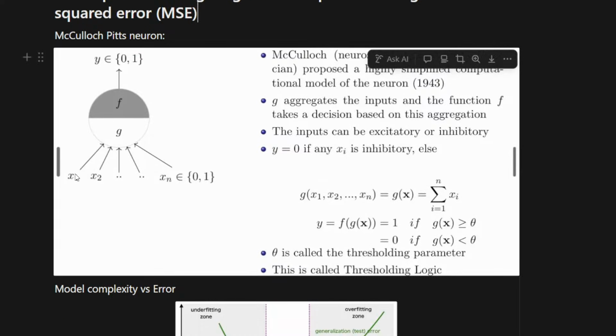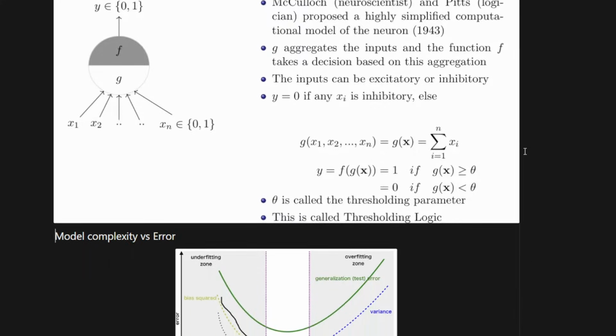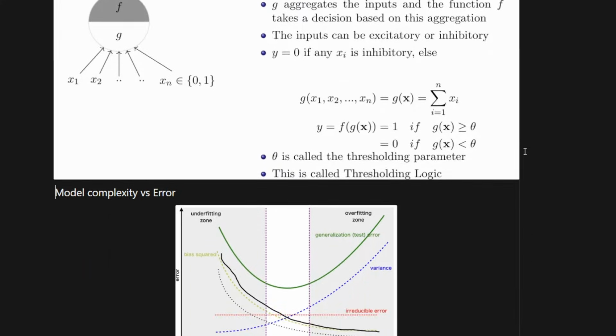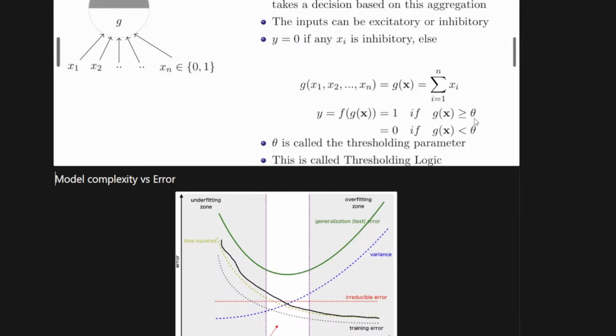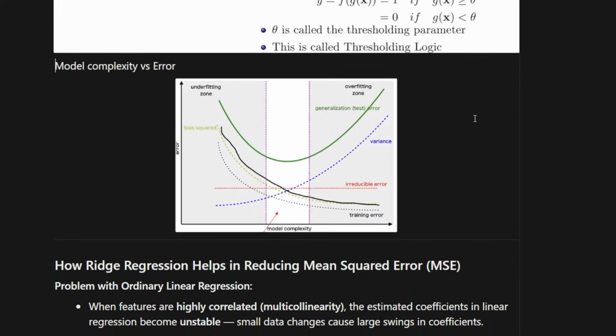So this neuron takes multiple inputs, n inputs, and then outputs a y value that is either a 0 or 1. I hope I don't need to explain the McCulloch-Pitts neuron, since it's straightforward. The next subdivision is model complexity versus error.